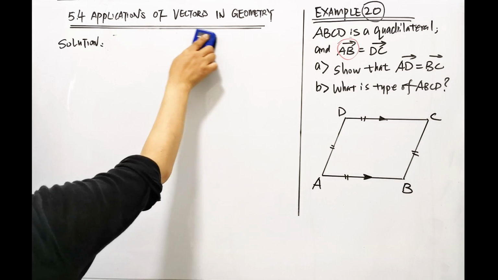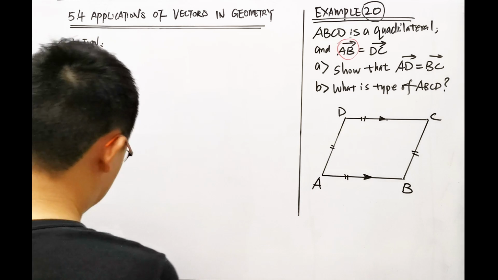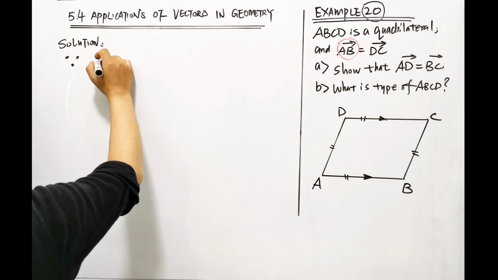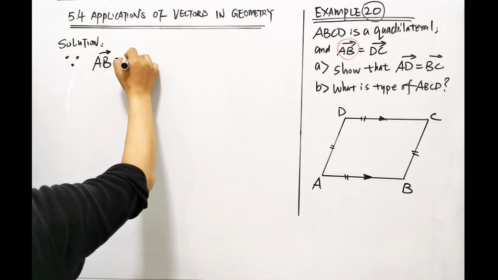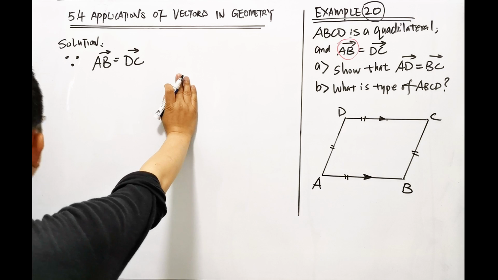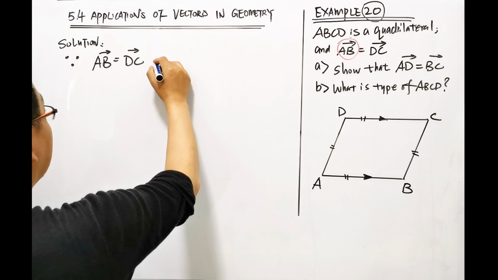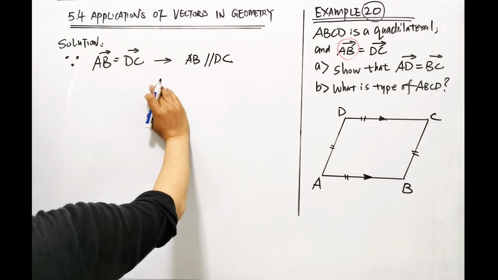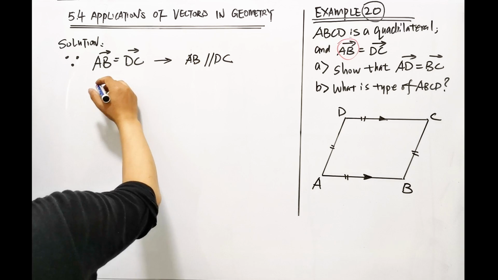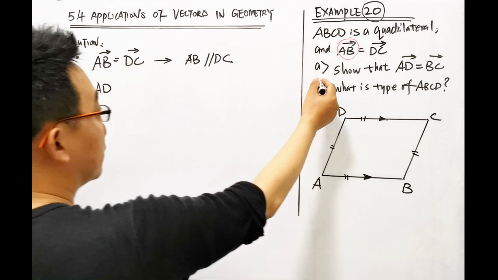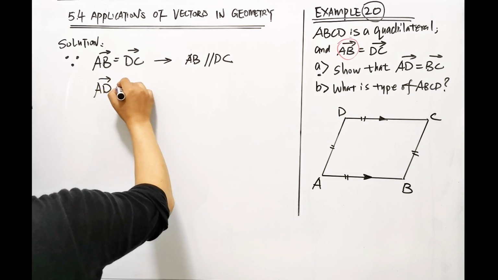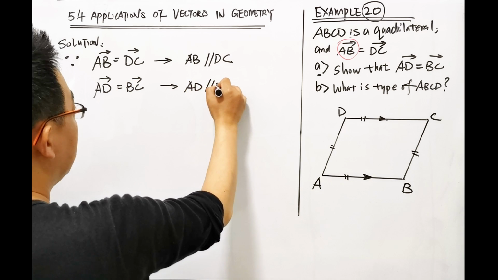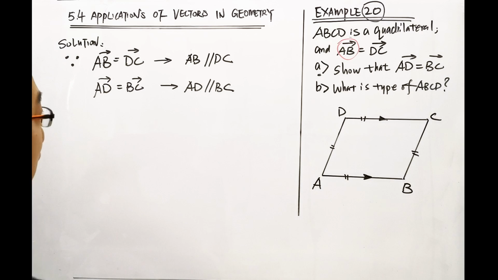Now, second question. Since we already know AB equals DC, from here we know that AB is parallel to DC. That's the first one. Then we also know, from the question just now, part A, that AD equals BC, so we also can come out that AD is parallel to BC. That is very straightforward.